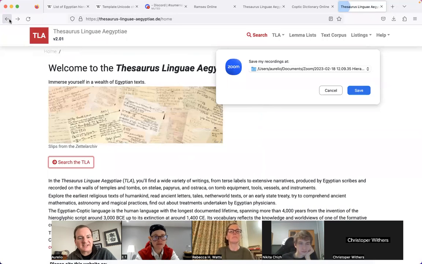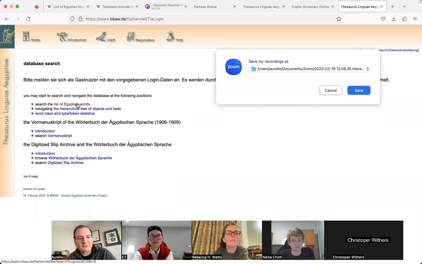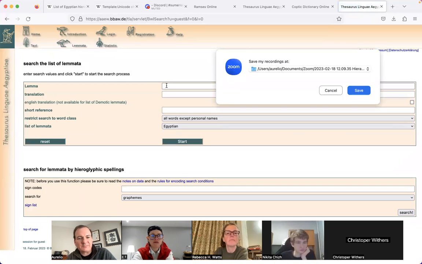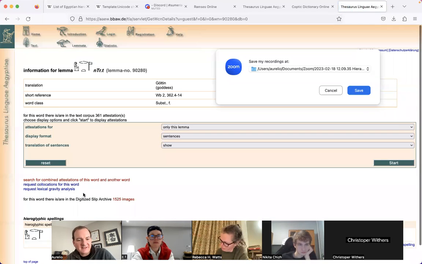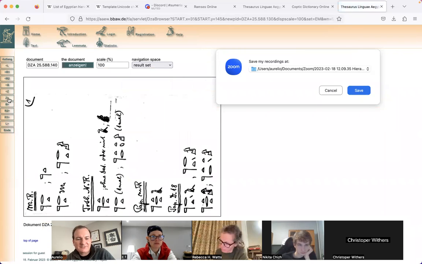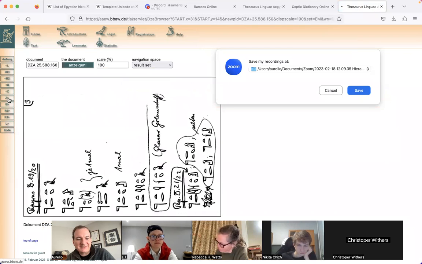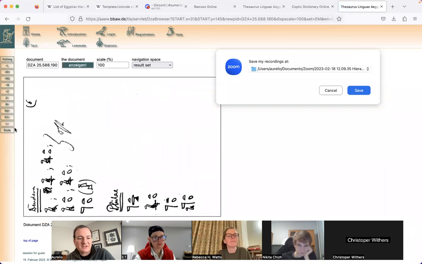Where the old one is really nice is that it has the ability to look for this digitized slip archive that I was talking about. So if you pick any word and you go in there, it says for this word, there are in the digitized slip archive 1,525 images. So if you're looking for places where it could be appearing, this is a cornucopia of examples. And you can also look up example sentences, example text. There's a lot of good stuff in here.